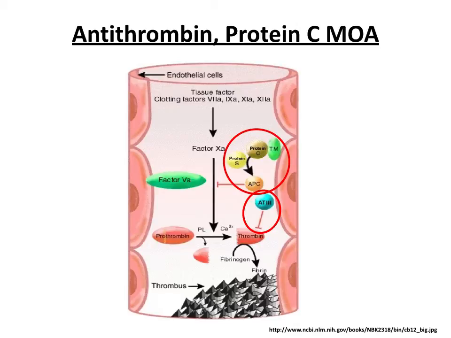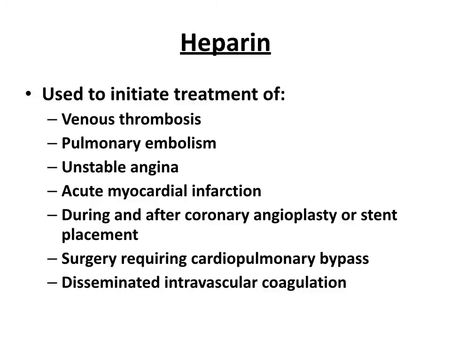So anyway, protein C is another agent that is also involved in inhibiting coagulation factors. I'm not going to really talk about it, but you should at least remember protein C is also an endogenous anticoagulant factor. Okay. In terms of heparin's uses, it's used to initiate treatment of venous thrombosis and pulmonary embolism. It actually can also be used for unstable angina.